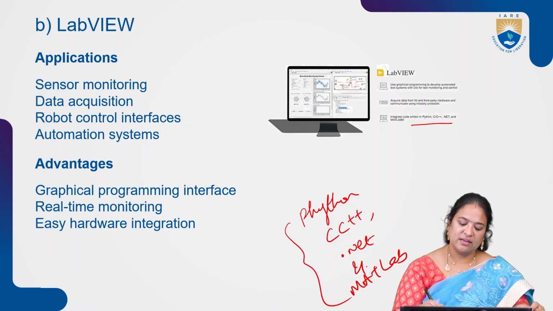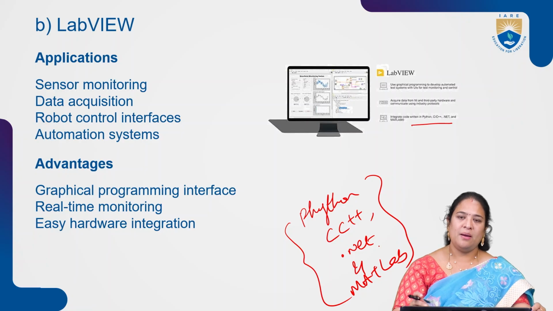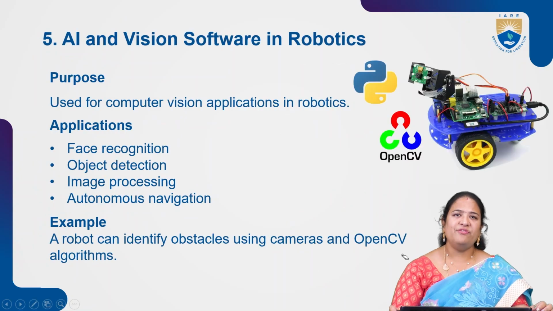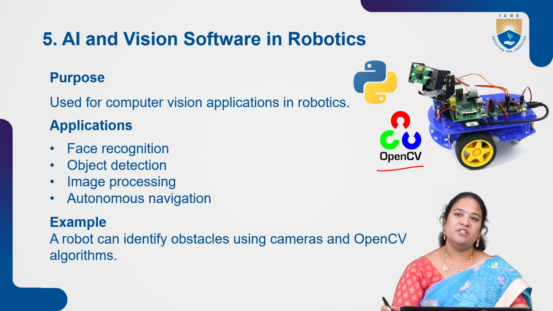So these are the general languages which we will be using in LabVIEW, that is Python, C++, .NET and MATLAB. The fifth type of software is the artificial intelligence and vision software in robots. As we can see, we will be using the OpenCV system when we are integrating artificial intelligence in robots, that is, with the use of computer vision applications. The main purpose of this particular software is to use the computer vision application in the robot.